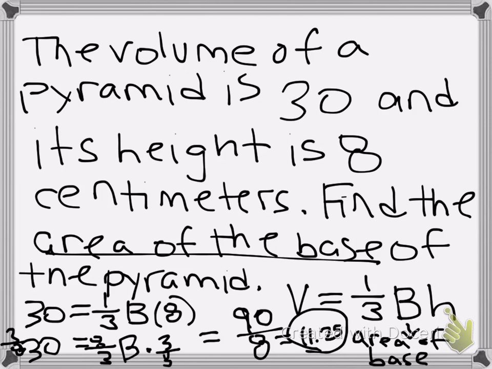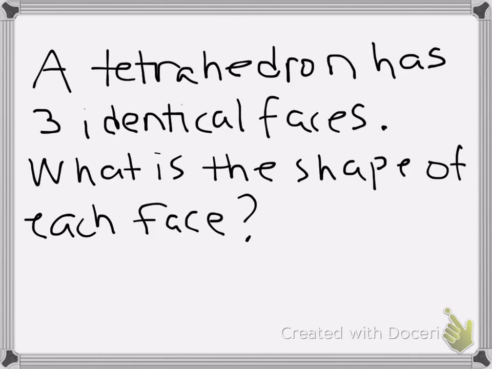So this is actually our area of the base, which is the big B in the volume equation. So that would be our answer, 11.25, and we're labeling it centimeters. Since it's area, we're going to do centimeters squared. So 11.25 centimeters squared. The next one is just talking about the type of face that this particular shape has.